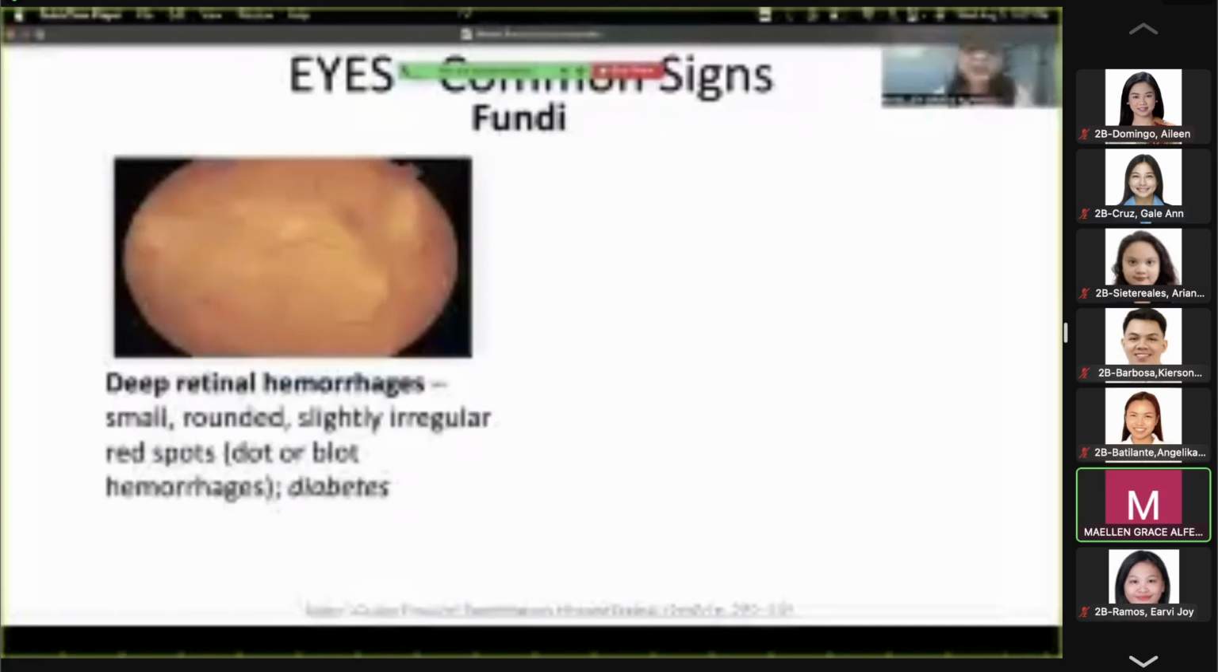Okay. Now, other hemorrhages that can occur in the fundus, okay, so these are deep retinal hemorrhages. So what is the difference? These are usually small, rounded, and slightly irregular red spots. So it's dot and blot hemorrhages. Para kang nagwisik ng ink na red, no? So it's on different spots. And you see this one in diabetes, okay?